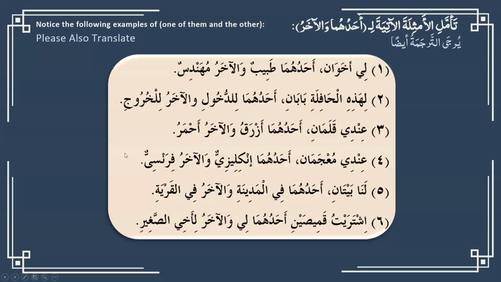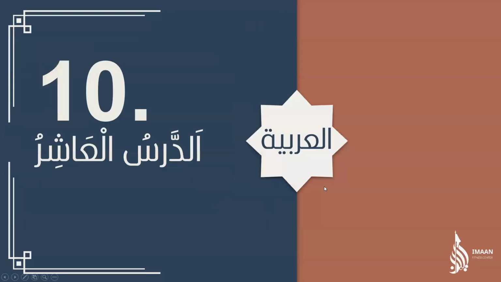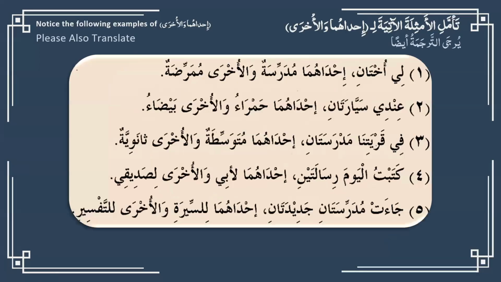Excellent work. Here's a translation for all of these. I could see that you were getting stuck on the last one. Sister Azumi, this last one is for you. Same exercise, but as you can see now, the word for one of them, and the other one, is wal ukhra, and the other. This is all now for the feminine words. So, Sister Azumi, go ahead.